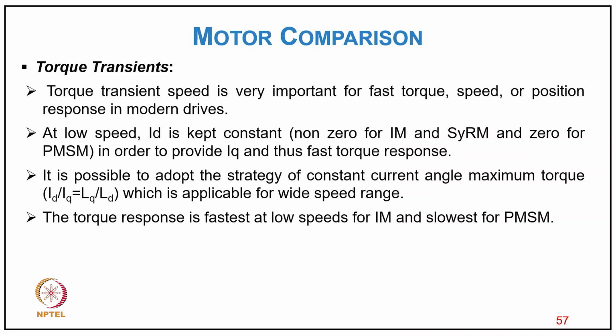Now torque response is very important for fast speed and position response in modern drives, and at low speed the Id is kept constant, non-zero for the induction motor and synchronous motor, and zero for PMSM, in order to provide the Iq and thus fast torque response. It is possible to adopt the strategy of constant current angle maximum torque, Id upon Iq equal to Ld upon Lq, which is applicable for a wide speed range. The torque response is faster at lower speed for the induction motor and slow for PMSM.